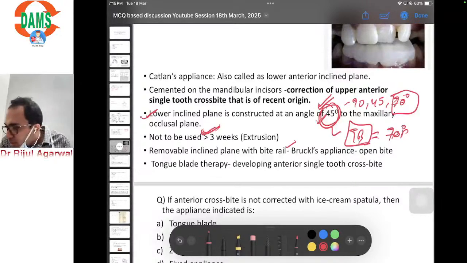Sir, can you tell why there is intrusion in Herbst appliance, or there is intrusion or extrusion in Mara appliance, and how, sir? I'll get back to your doubt, Dr. Vivek. Just give me some time. If I forget and end the session, you can always tag me in the WhatsApp group as well, Facebook, WhatsApp, anywhere, and I'll answer it. Okay.